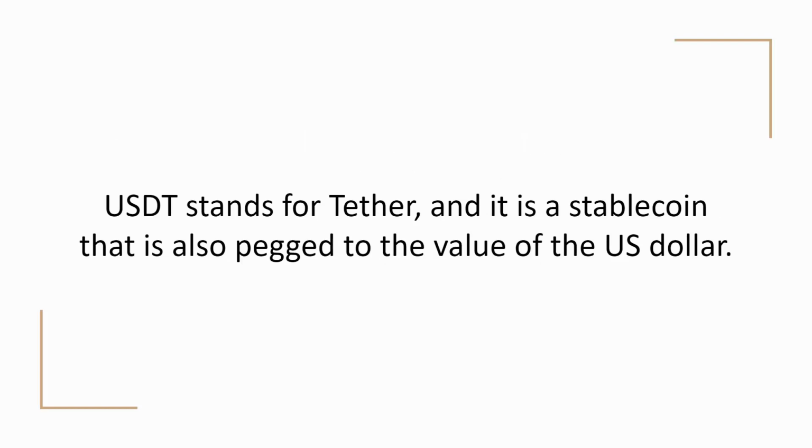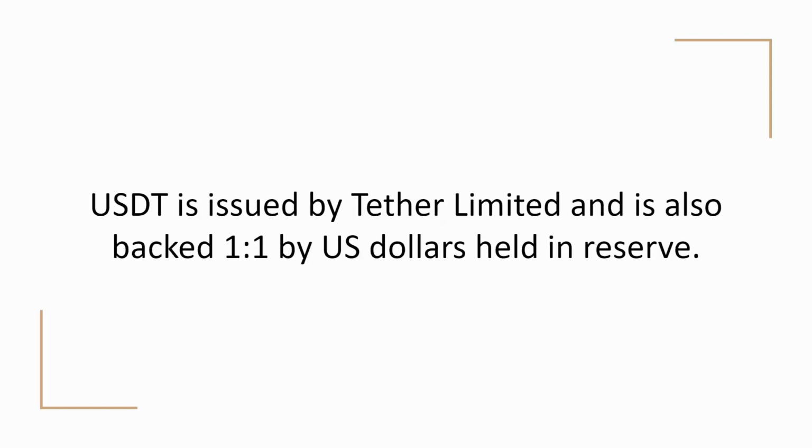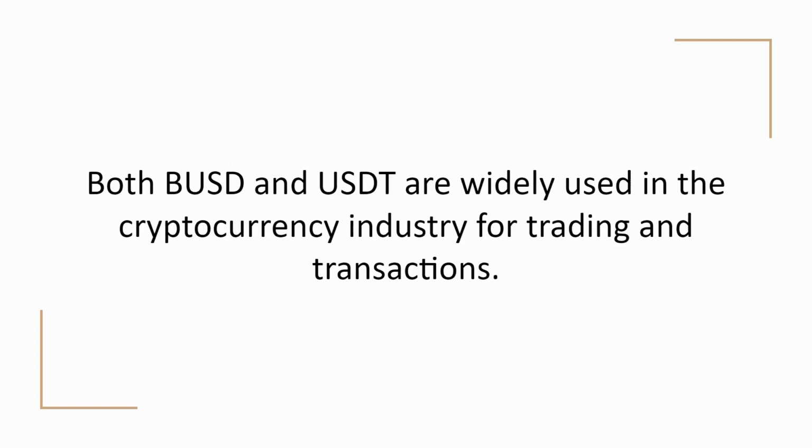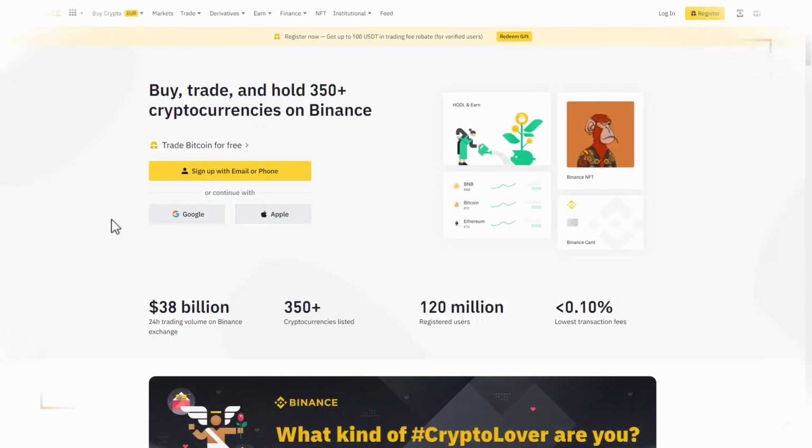USDT stands for Tether, and it is a stablecoin that is also pegged to the value of the US dollar. USDT is issued by Tether Limited and is also backed one-to-one by US dollars held in reserve. In addition to the US dollar, Tether also offers stablecoins pegged to other currencies such as the euro, the Chinese yuan, and the Japanese yen. Both BUSD and USDT are widely used in the cryptocurrency industry for trading and transactions. I'll show you how this looks in a live example.